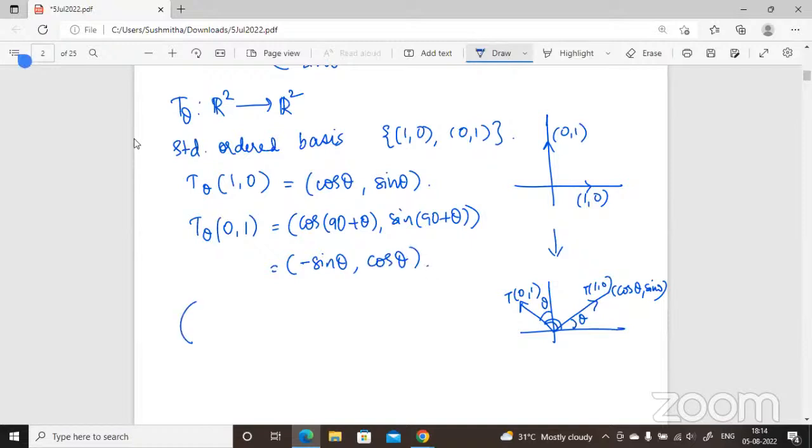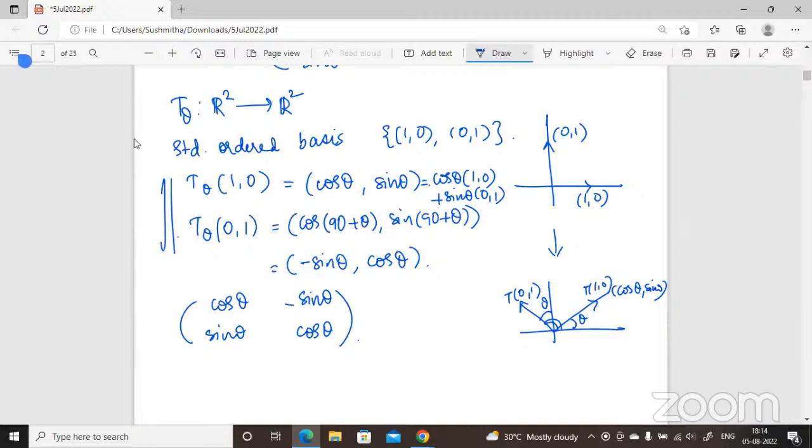Now when I write down the matrix, this is cos theta times 1, 0 plus sin theta times 0, 1. Similarly, this is minus sin theta times 1, 0 plus cos theta times 0, 1. So cos theta, sin theta, minus sin theta, cos theta. This is the 2 cross 2 rotation matrix. Even in case you don't remember where the minus sign comes from, you just remember this procedure.